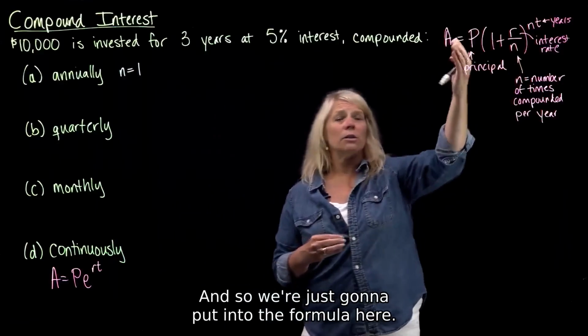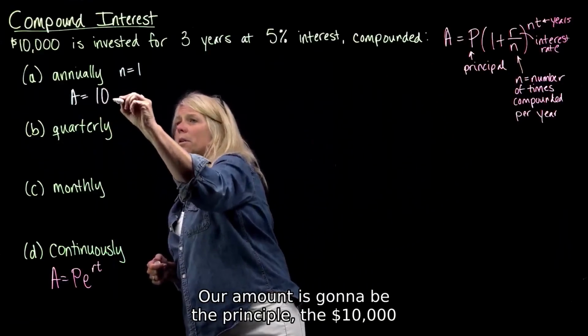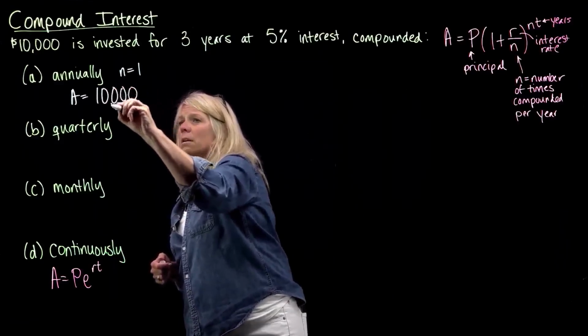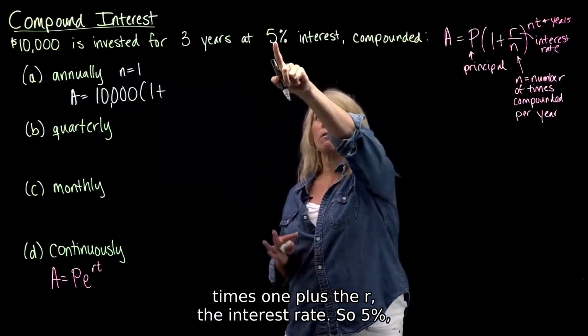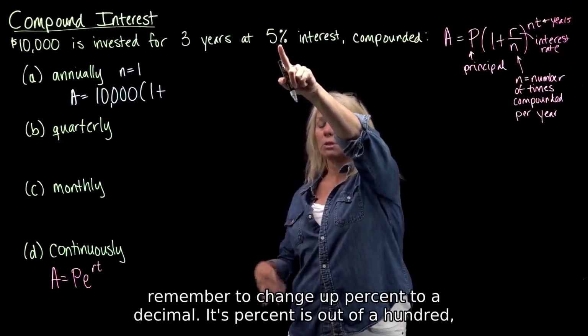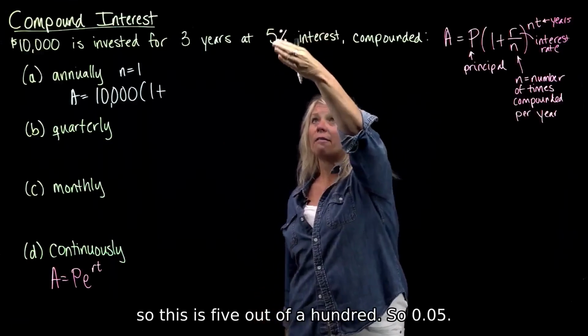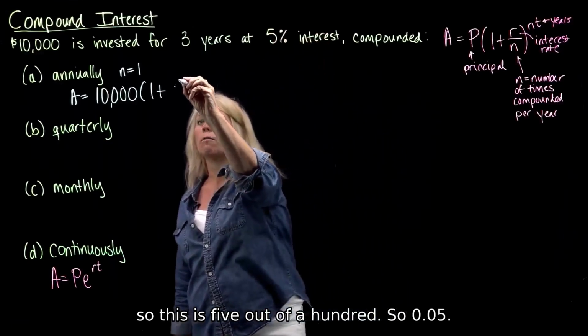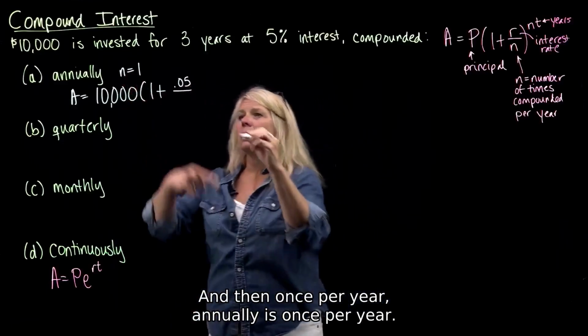And so we're just going to put into the formula here our amount is going to be the principal, the $10,000, times 1 plus the R, the interest rate. So 5%. Remember to change a percent to a decimal. Its percent is out of 100, so this is 5 out of 100, so 0.05. And then once per year. Annually is once per year.